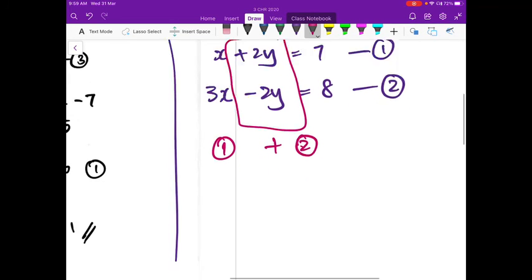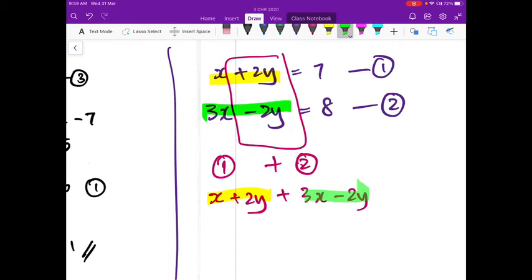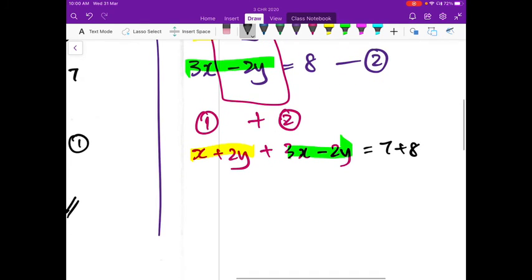Let's see what happens. On the left hand side of equation 1, we have x plus 2y. I'm going to add the left hand side of equation 2, giving me 3x minus 2y. I am adding. And on the right hand side, I have 7 plus 8. Now, on the left hand side, x plus 3x, 4x. 2y minus 2y disappeared. That is our elimination. And this is equal to 15. Then you carry on the process.